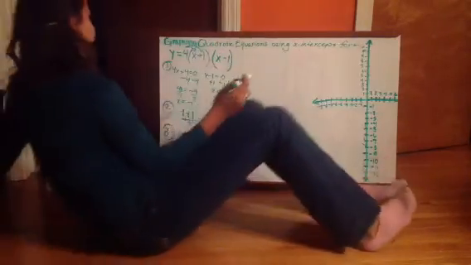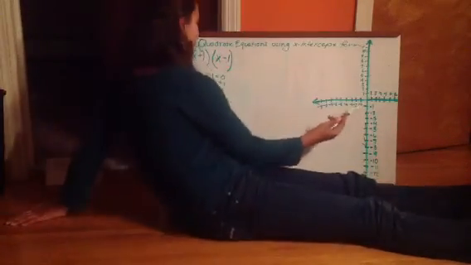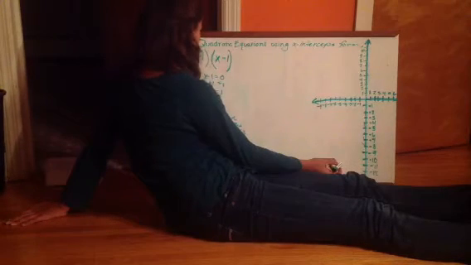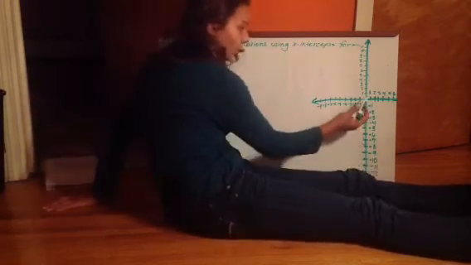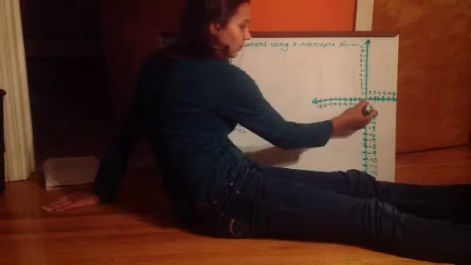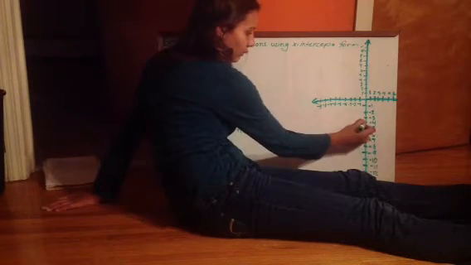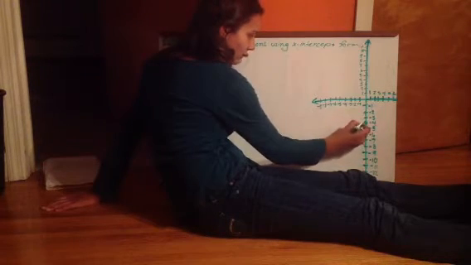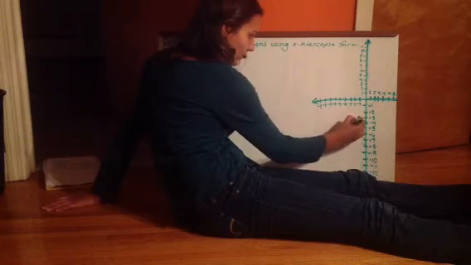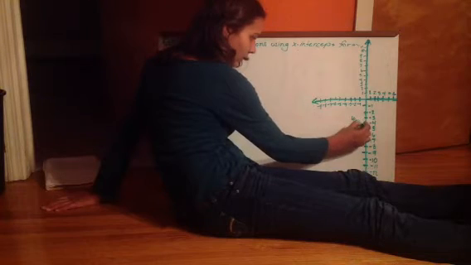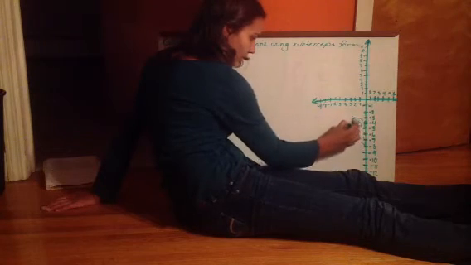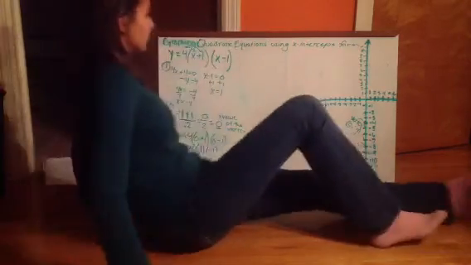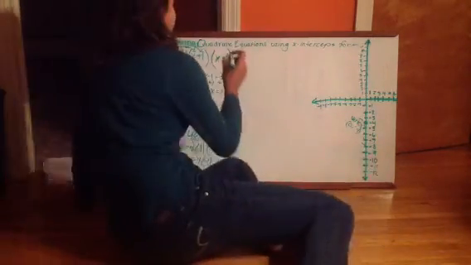So we can go ahead and plot that point on our graph. This is our vertex. So we have our vertex is going to be 0, negative 4. So across 0, down negative 4. And that right there is the vertex of your parabola. 0, negative 4. Okay. Next step.